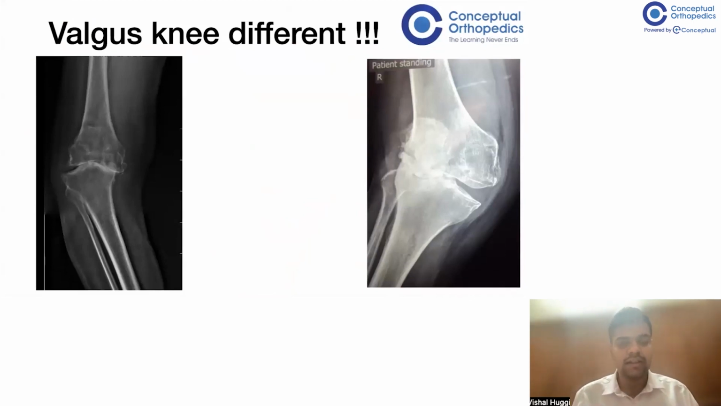We all know that the valgus knee is different. So can you list out the things which you think are different comparing varus knees versus valgus knees? If anyone wants to speak, you can have the mic rights. If you want to text, the chat is open for you. Please go ahead and list out a few things.